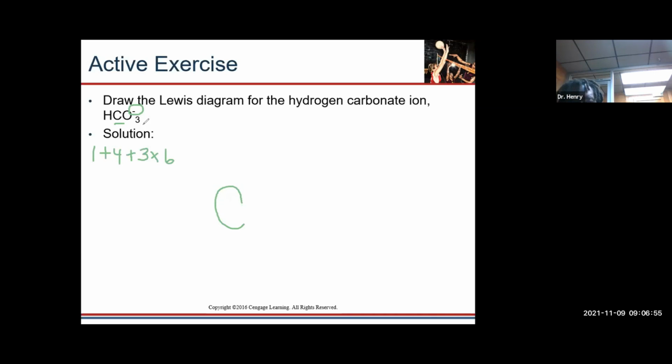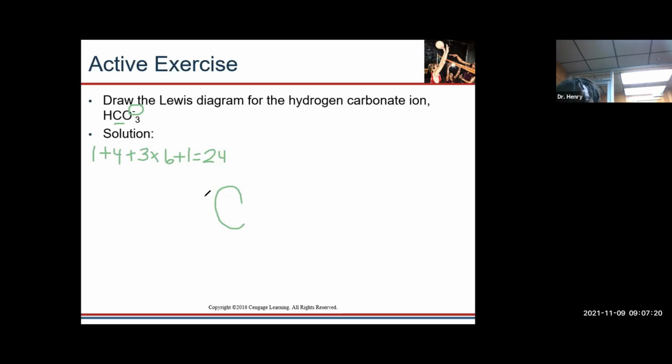Yep, that's right. We're adding 1 more. So then that is 1, that's 5, that's 18, so that's 23, 24. So we have 24 electrons to work with.